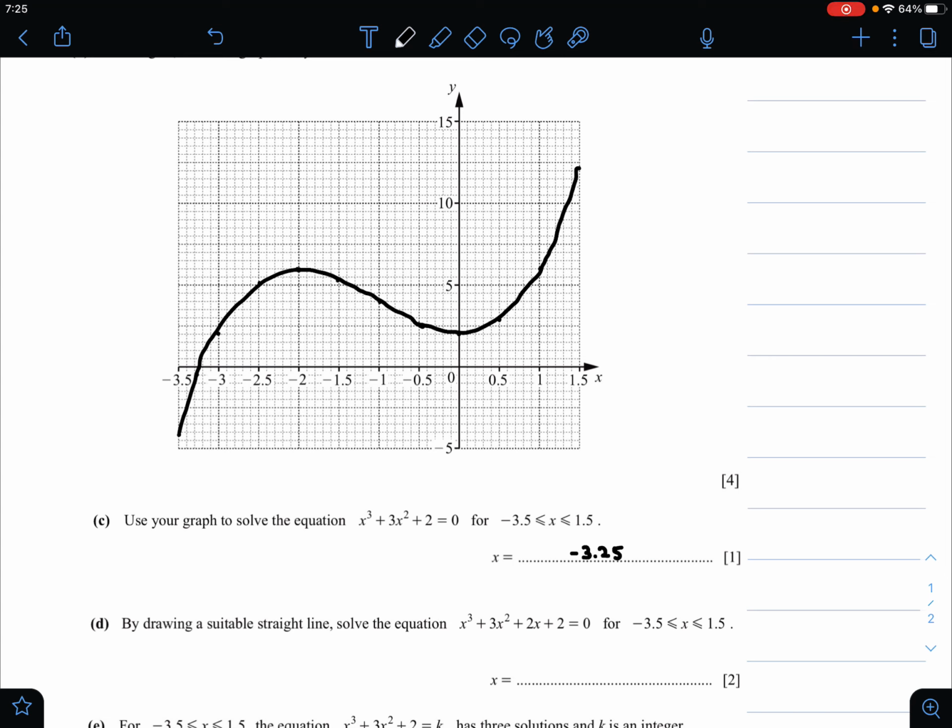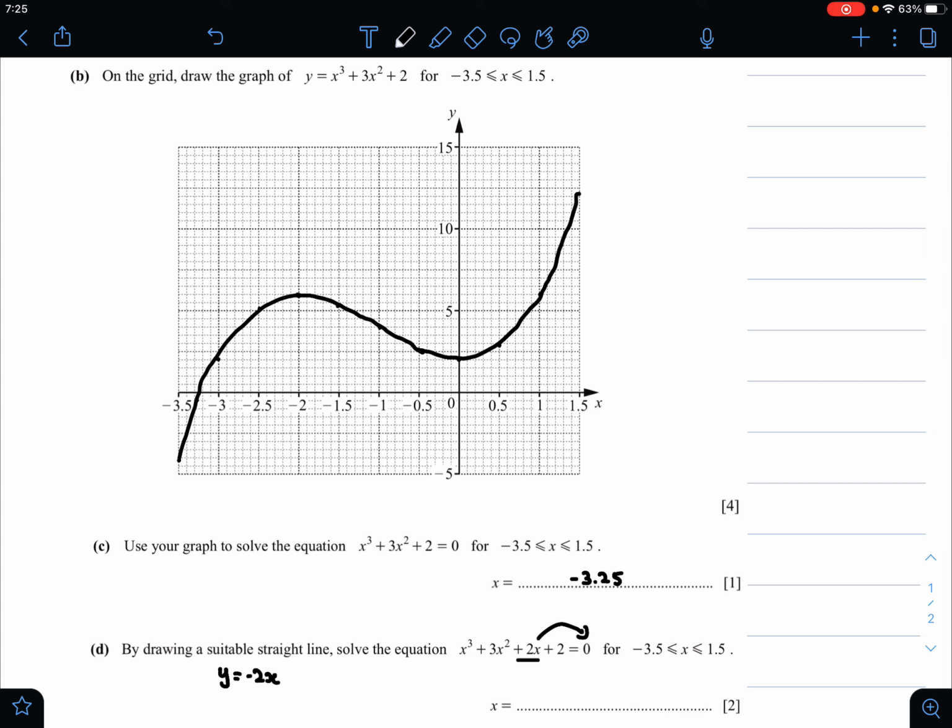For part D, they are asking us to draw a suitable straight line to solve the equation x cubed plus 3x squared plus 2x plus 2 is equal to 0. The original equation is x cubed plus 3x squared plus 2. So the extra part, which is the 2x, we can take to the other side of the equation. The remaining part would be y is equal to -2x. So let's plot this straight line on the graph. When x is 0, y is also 0. When x is 1, y is -2. So that would be right here.